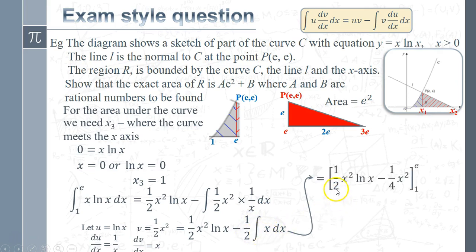And so we've got my half x squared ln x from this bit at the front here. Integrate x. I'm going to get half x squared. Times that by that half. That's where the quarter is coming from. So there we go. So that's the integrating done.